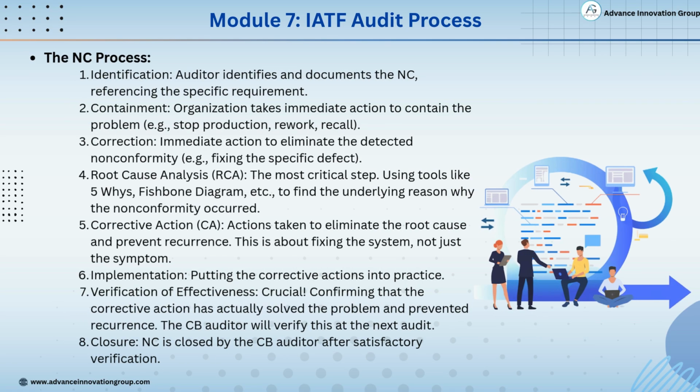This slide explains the step-by-step process followed once a nonconformity, NC, is found during an IATF audit. Let's quickly walk through each of the 8 steps. 1. Identification. The auditor finds the NC and documents it, clearly mentioning which requirement was not met. 2. Containment. Immediate action is taken to control the damage, like stopping production, reworking the product, or initiating a recall. 3. Correction. Fix the specific issue that was found. For example, if there's a defective part, it gets repaired or replaced.